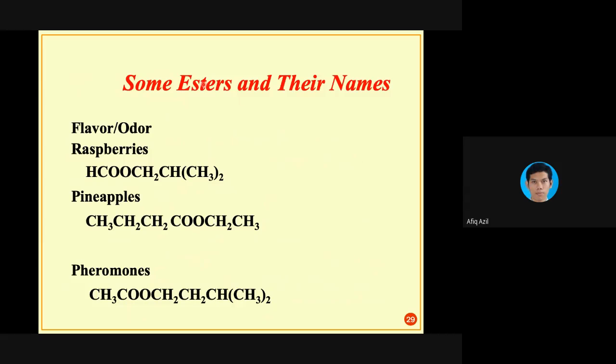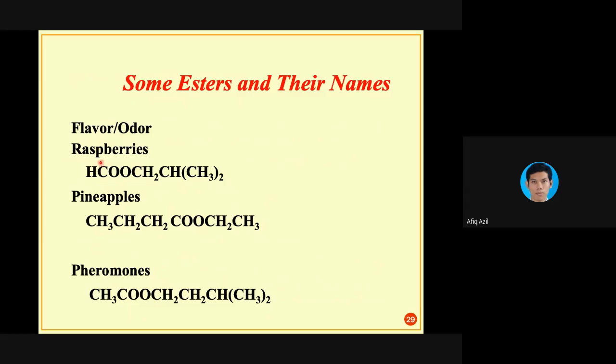Some esters and their names. Esters, as you know, give out a sweet, very pleasant smell. They give the smell of raspberries, of pineapple, and also pheromones in insects. So let's try to name a few of these.